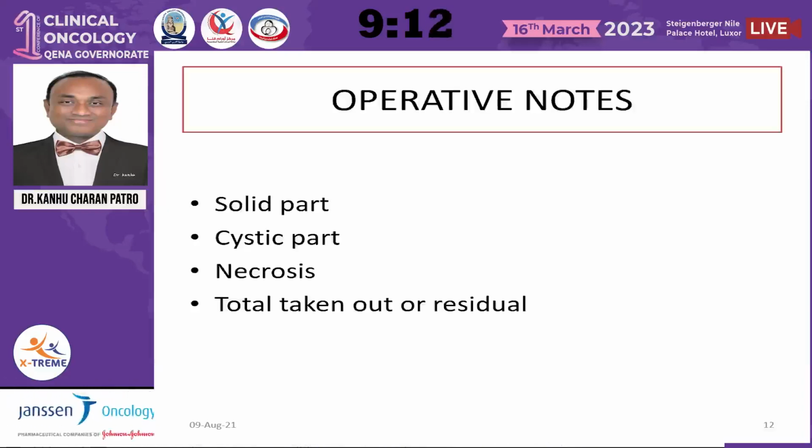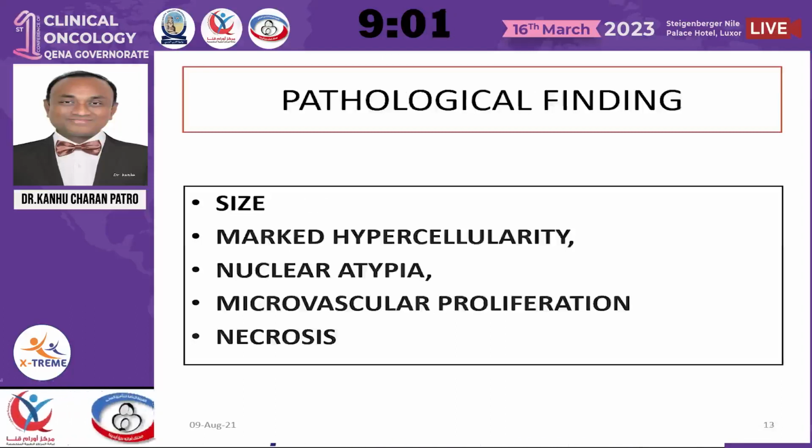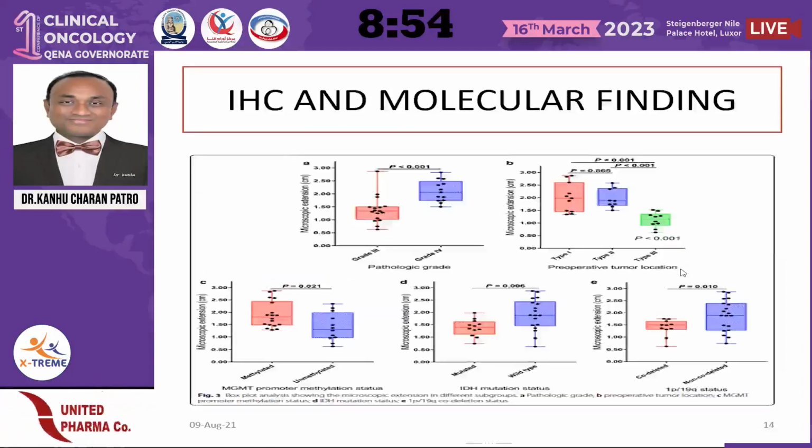Operative notes are also important. We have to see the solid part, cystic part, necrotic part, and whether the surgery was total, with the tumor totally taken out, or some residual is there; you can get that from the notes. From the pathological findings, we can find the size, hypercellularity, nuclear atypia, microvascular proliferation, and necrosis.